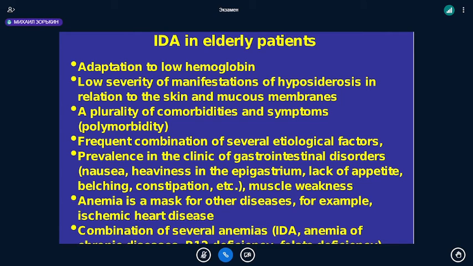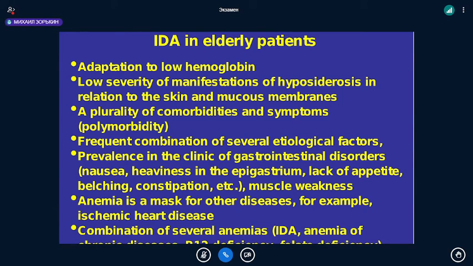In the case of the elderly population and elderly patient, iron deficiency anemia can be manifested differently. They will get adapted to the low hemoglobin. Low severity of the hypersiderosis in relation to the skin and mucous membranes. Polymorbidity. This population will have different concomitant pathology, different diseases, and anemia is usually associated with the decompensation and unstable course of the previously developed diseases.